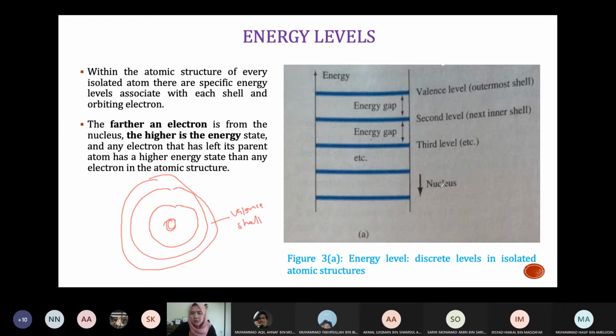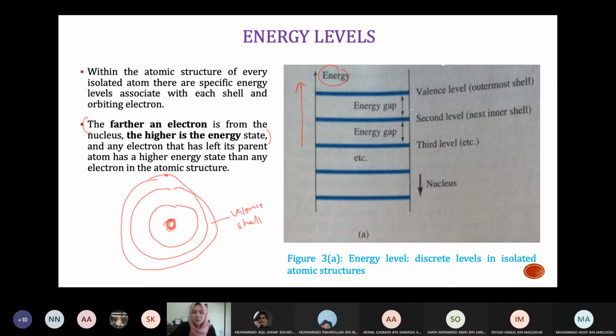Okay, so that is why I stated that the farther an electron is from the nucleus, the higher is the energy state. So the nucleus is over here. So the farther the electrons, meaning the electrons in the valence shell, the higher is the energy state. So you can see that the energy is increased. The farther the electrons from the nucleus, the higher is the energy state.